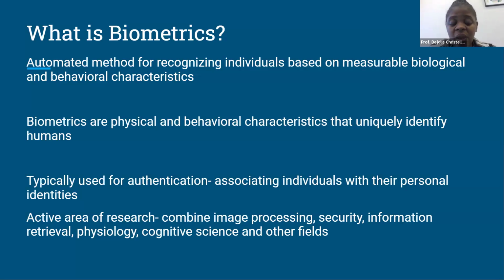It's an active area of research also. It combines image processing, security, information retrieval, physiology, cognitive science, and other fields. So there are a lot of fields that are combined when we talk about biometrics, and there is a lot of research going on into it. Some people are just researching image processing: how can they identify your face, just your eyes, right? So a lot of research has been done in order to build what we call biometrics. There's a lot of stuff involved.